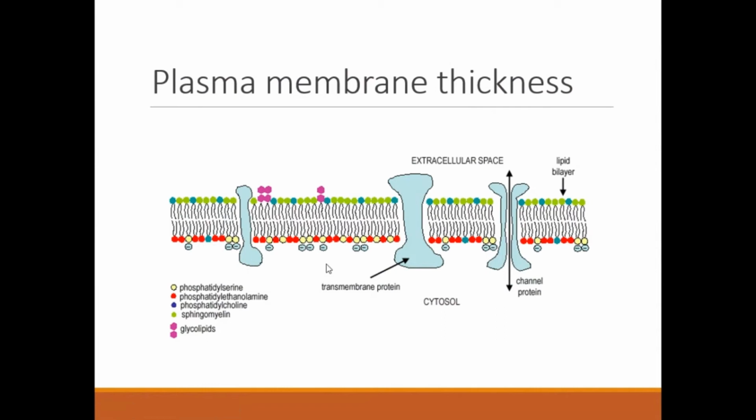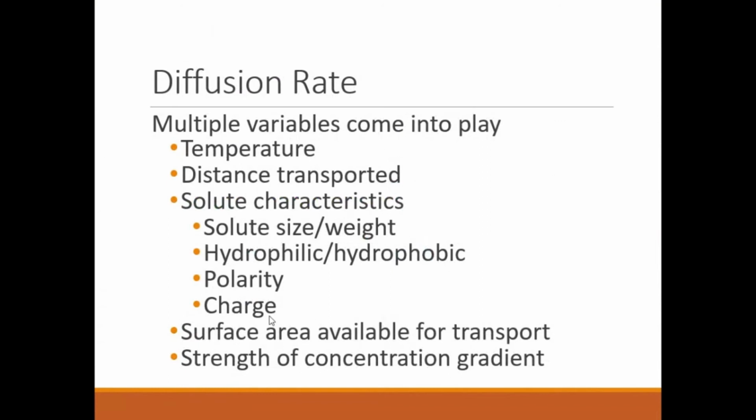Now, in most situations, for the cells that we're going to be discussing, the membrane thickness is not going to vary significantly, so we can consider it to be somewhat of a constant. So because of these two variables, temperature and distance transported, from a cellular perspective, we can disregard them. We are not going to see variations in temperature in the human body to such a degree that they dictate diffusion rates.